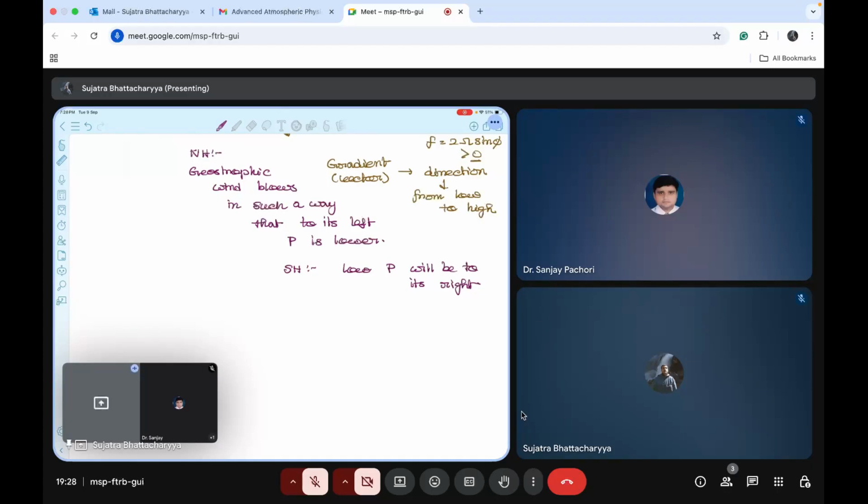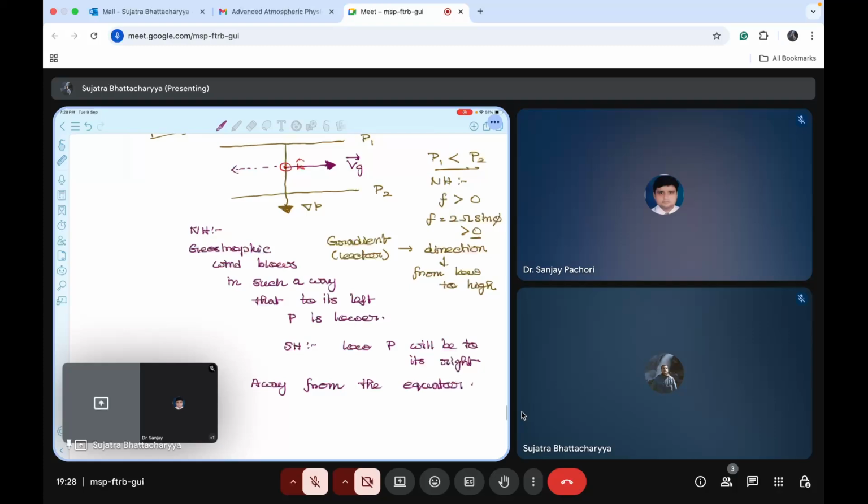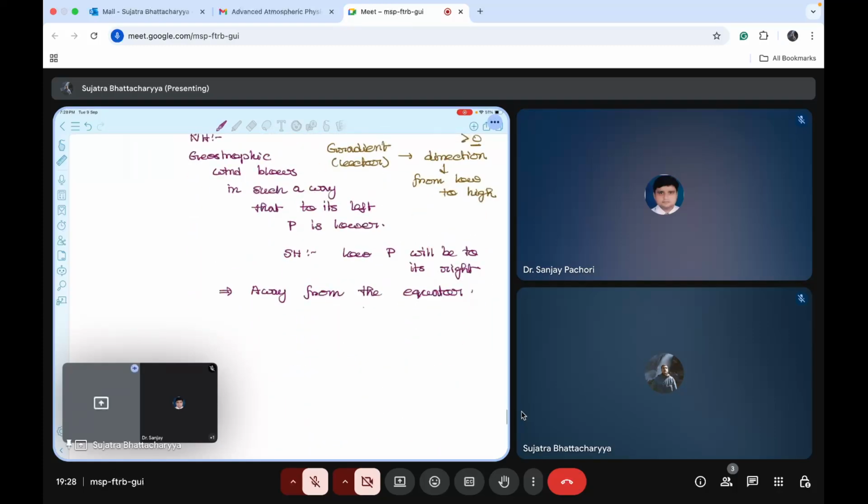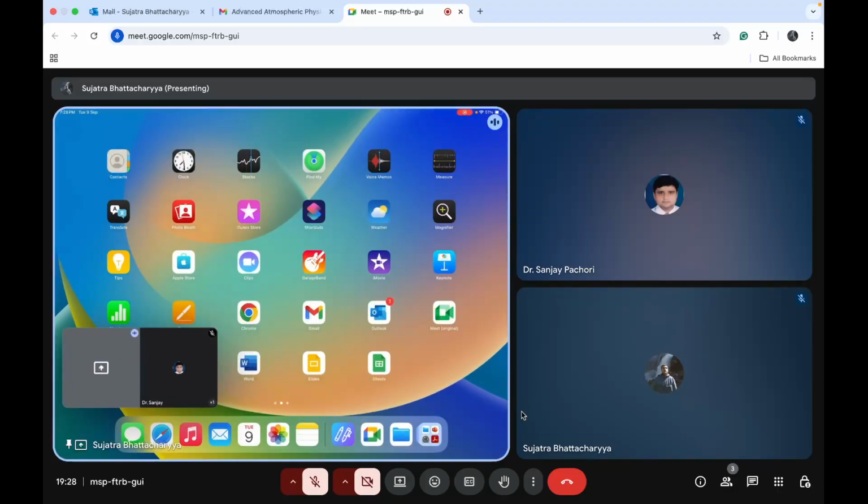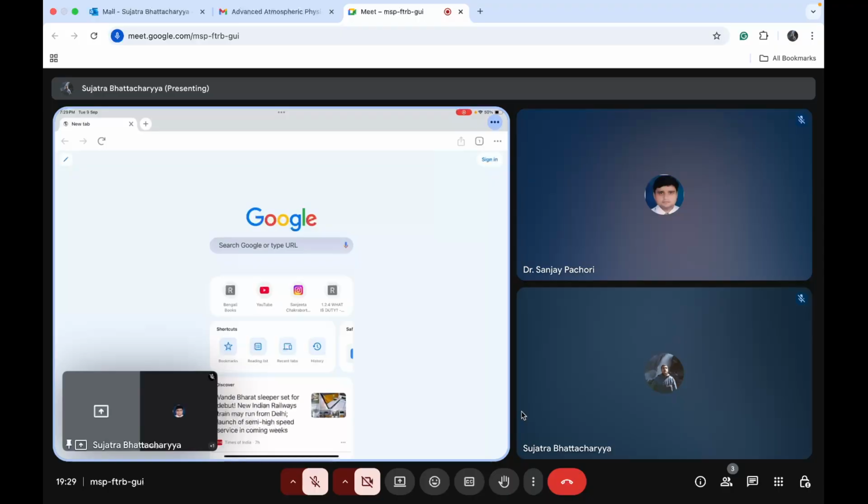Okay. Another important thing. Remember this, that this is away from the equator. Geostrophic wind is important away from the equator. Why not at the equator? You know that f is nearly zero. There is no meaning of geostrophy there. Okay. So away from the equator, geostrophy, geostrophic balance exists. All right. So this is one of the important things. I can also show you by going into Windy, maybe. Let's see.